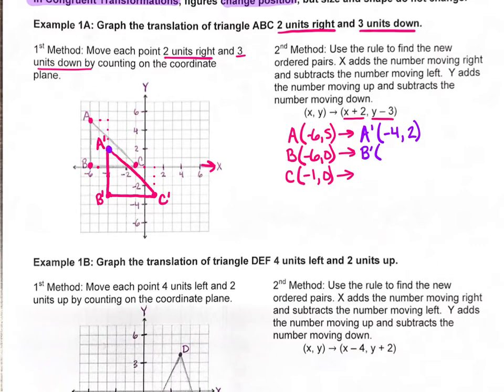B prime, we take the x coordinate -6, add 2, and we get -4. We take the y coordinate 0, subtract 3, and we get -3. Notice that B prime -4, -3 is the same point we plotted when we graphed it. And then C prime, we take the x value, -1, and add 2, and that gives us positive 1. And we take the y value 0, subtract 3, that gives us negative 3. So we get 1, negative 3, and that's the same point we plotted before. So we've got our ordered pairs by graphing, and then the second method by using a rule.